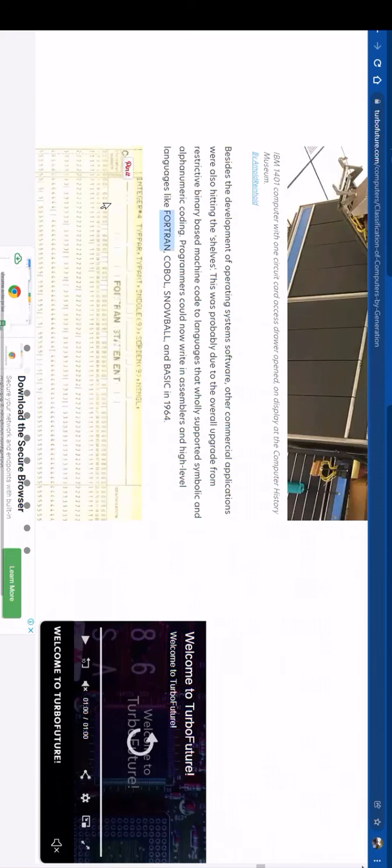In this second generation computer, instead of machine language you have to use the assembly language because the assembler came into existence. Along with that, computer programs are written in languages like Fortran, COBOL, BASIC, SNOBOL. All these languages are called high level languages now.